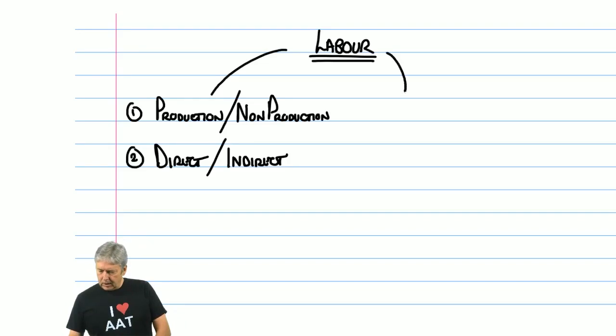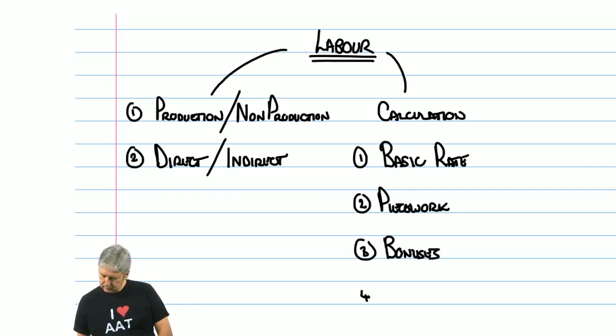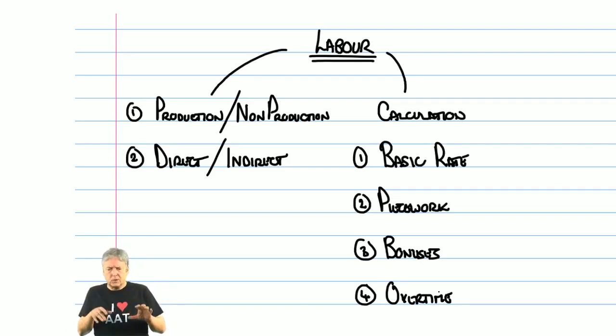Beyond that, then we've got to look at the calculation of labour. And when we look at calculation of labour, the sort of things that we have are the classic basic rate, you know, the amount that you expect to be paid. We also may have piecework or bonuses or overtime, or a mix of them all. So those sort of things could arise.